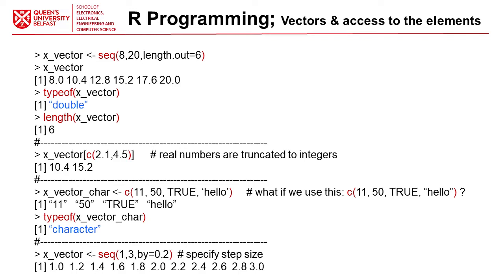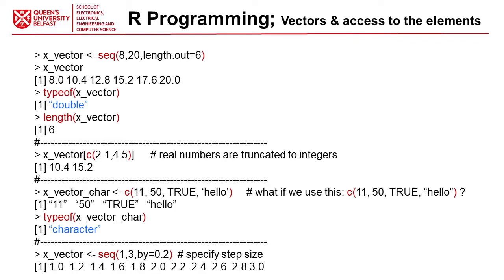The last line here, again, I'm creating a vector of a sequence of numbers from 1 to 3, incremented by 0.2. Okay, any questions?